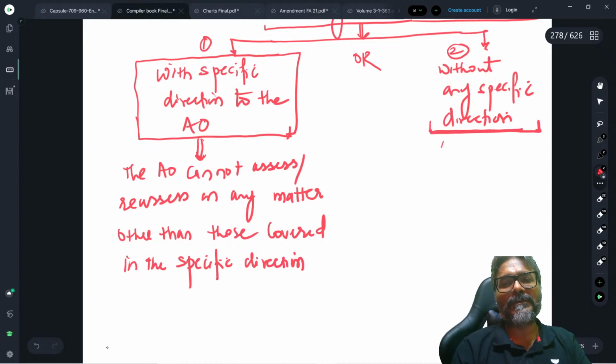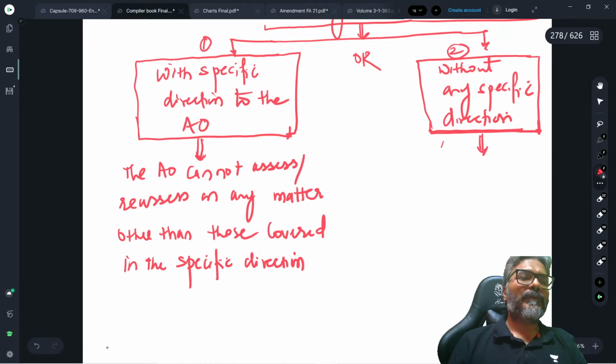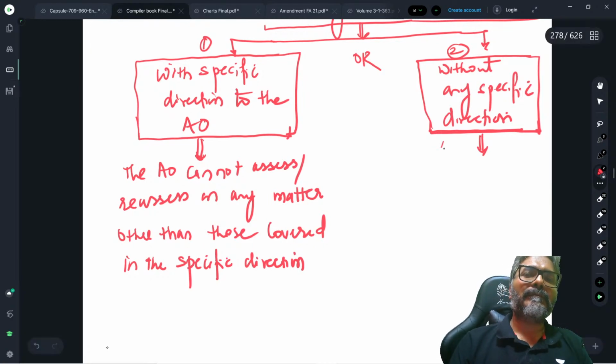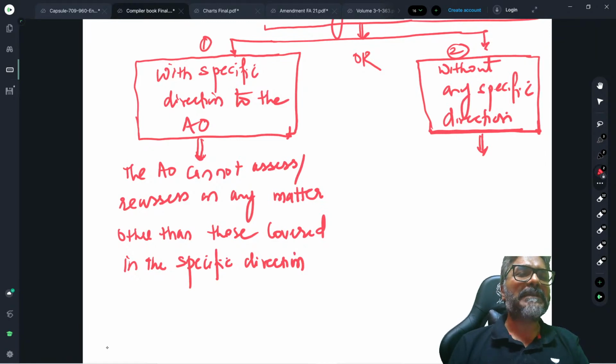And how about this one, students? Without any specific direction, what are we going to say about this? If it is without any specific direction, students, then in that case, can the AO assess or reassess any other matter? Can he do this reassessment on any matter? And the answer is yes.